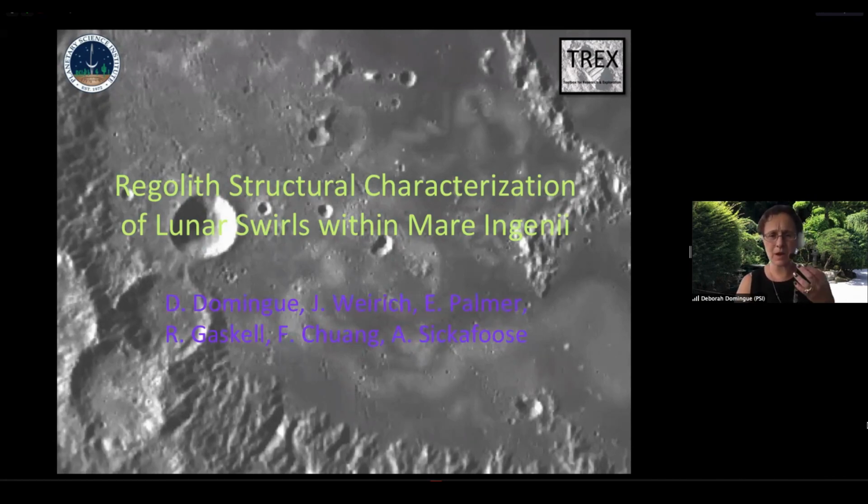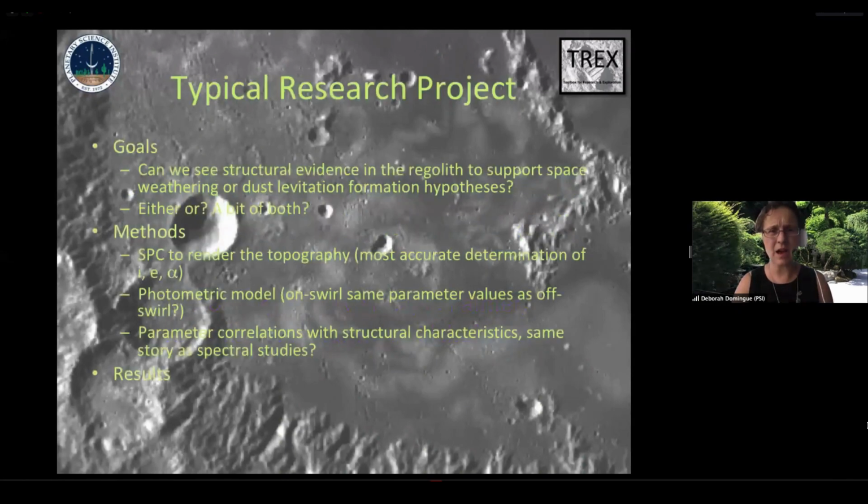So this is a project I've done with several of my colleagues at PSI, and we're taking a look at the structural characteristics of on versus off swirl. The goal is, can we see evidence for structural differences? Are they more consistent with the space weathering hypothesis that Dave described? There's another idea for their formation that involves dust levitation. Is it more consistent with that, or is it a bit of both?